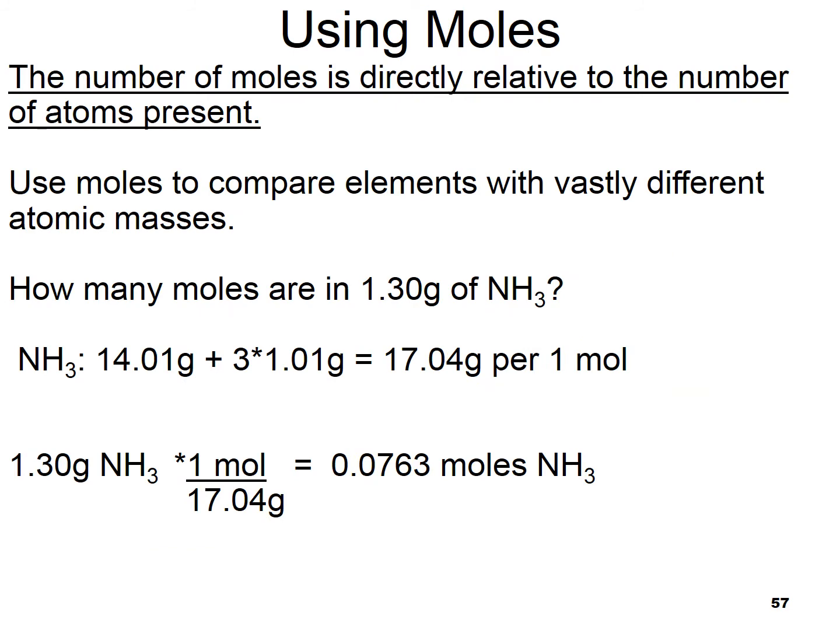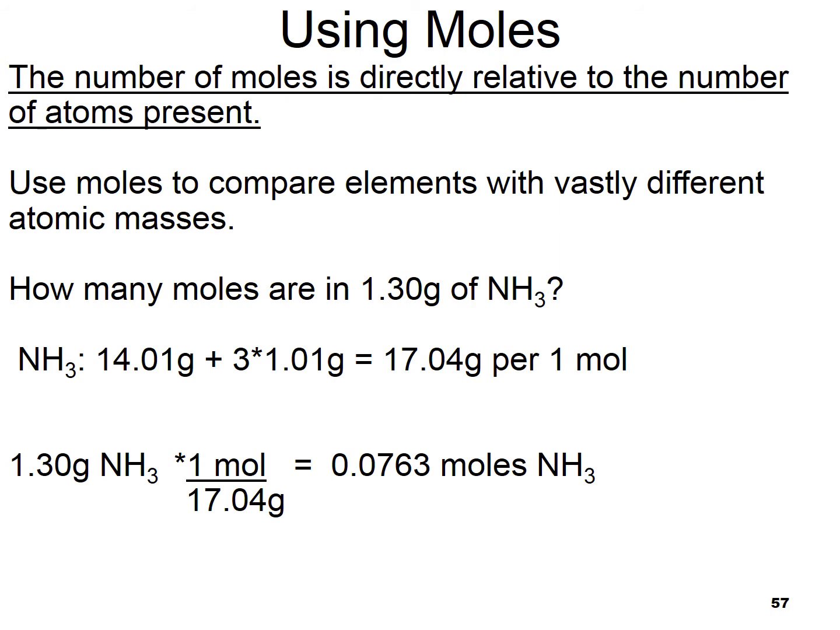Okay, so when it comes to moles, what we're going to say is the number of moles is directly relative to the number of atoms present. And so we can say, all right, we can use these moles to compare vastly different atomic masses. We can say, all right, how many groups of this chemical do I have? Which is really going to be important when we start talking about moles heavily in chapters 7 and 8.